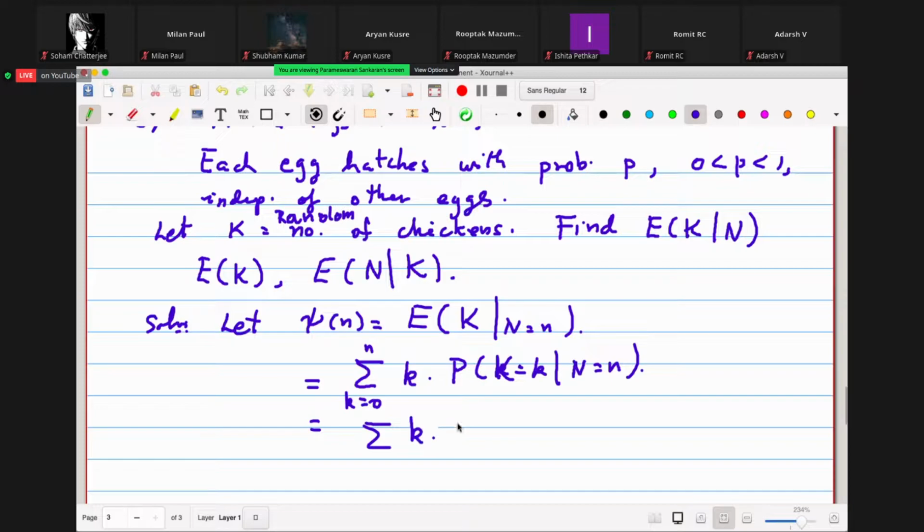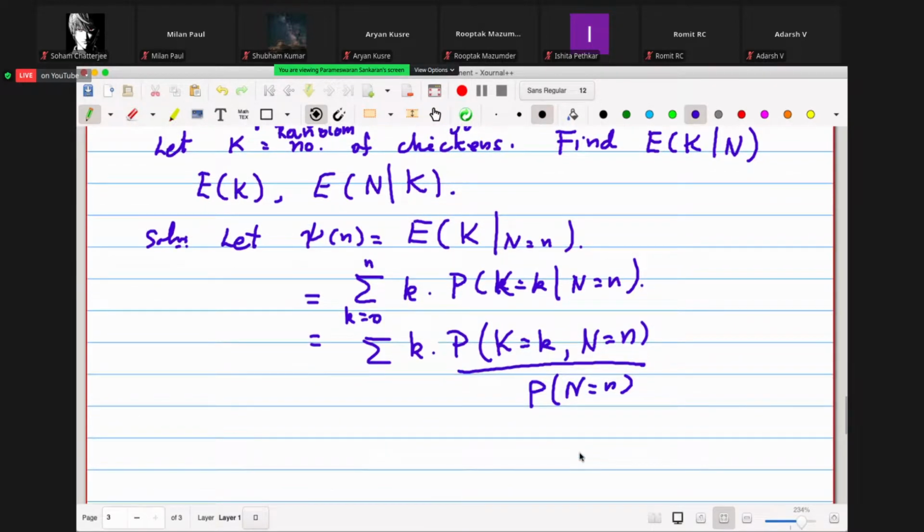So, probability that capital K equals k, go a little slow, but doesn't matter. I'm just writing the definition down: probability of capital K equals k, comma, capital N equals n. You see this comma means "and". So this is the definition. Now we are just applying conditional probability. So this is equal to k times this.